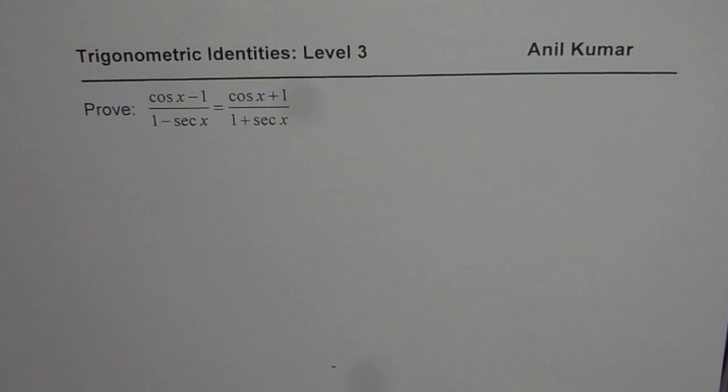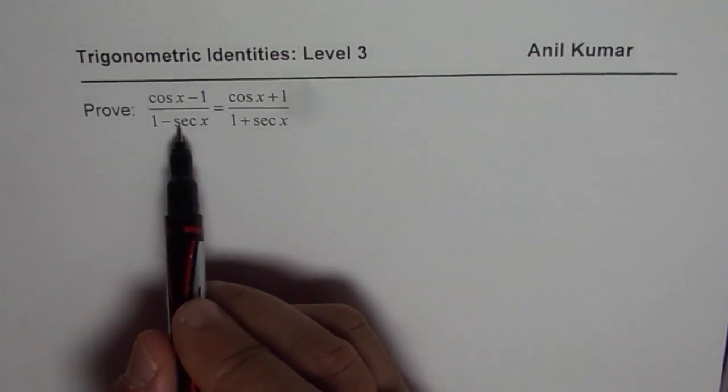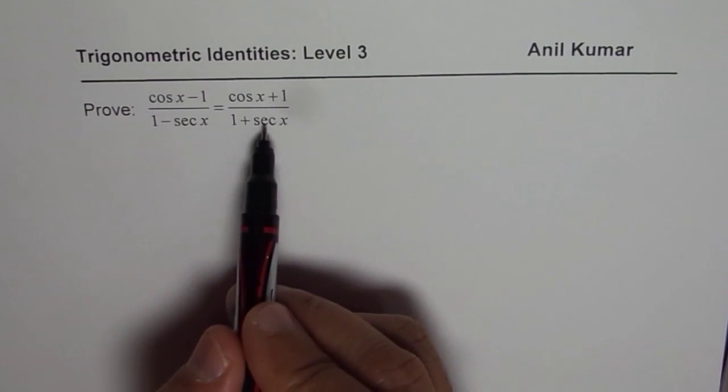The question is (cos x − 1)/(1 − sec x) = (cos x + 1)/(1 + sec x). So in such cases, we could start from one side, multiply by the conjugate, and get the other side. So that is one way of solving.